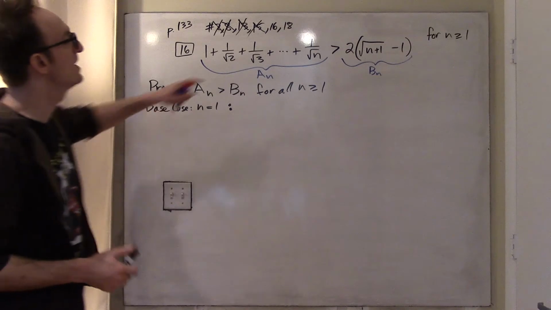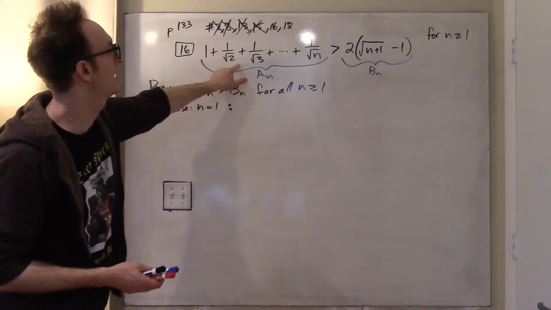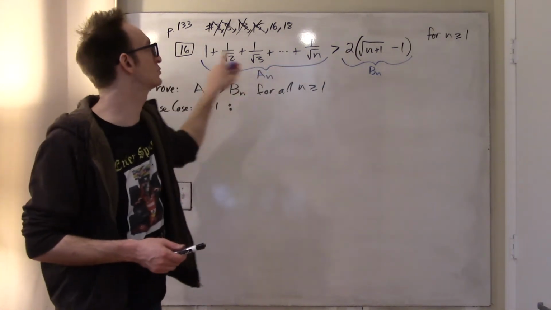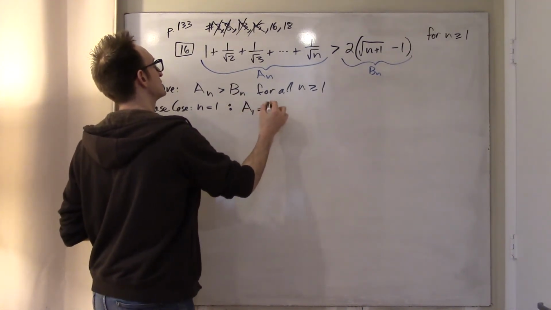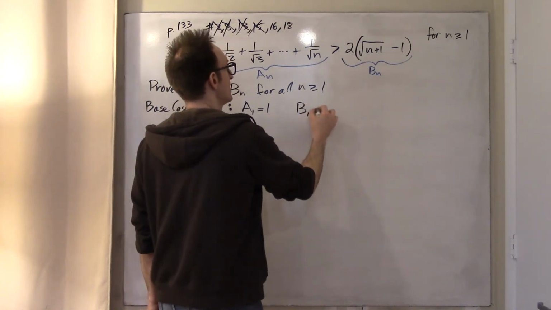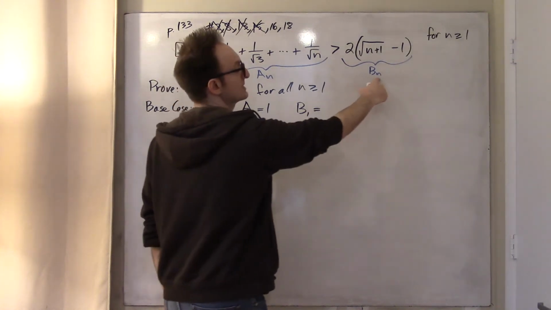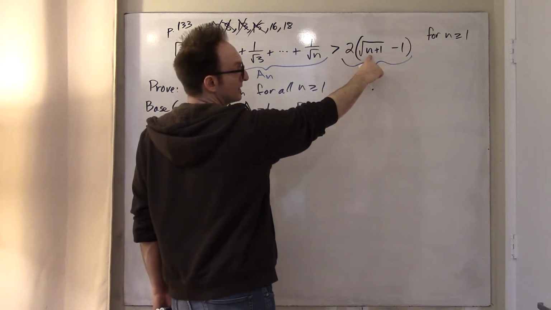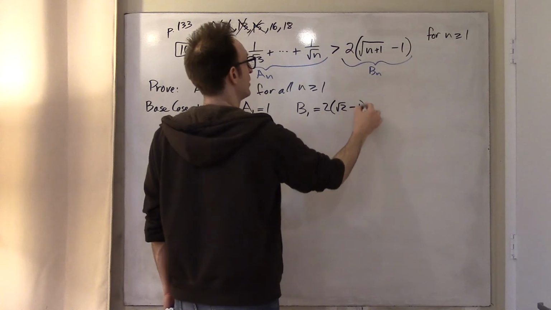Let's see. What am I supposed to do? I'm supposed to start with 1 and keep going until n is 1. That's a little bit silly, because when n is 1 it's just 1. So when n is 1, the left-hand side is just 1. And when n is 1, what can I say about b? So b1 would be, well, I plug that in, and what do I get? 2 times root 2 minus 1.